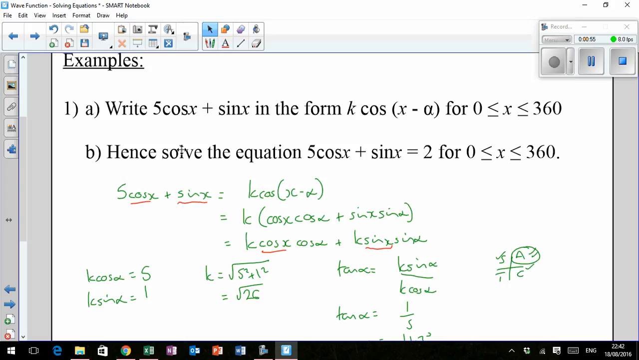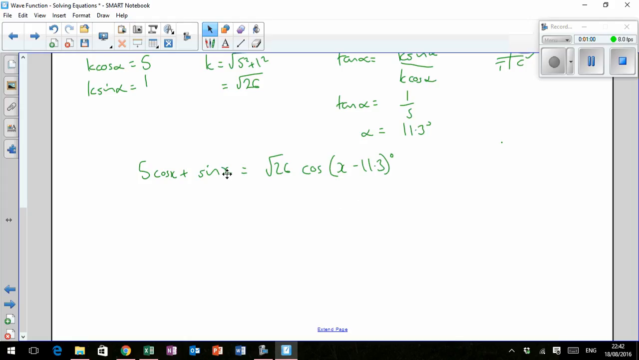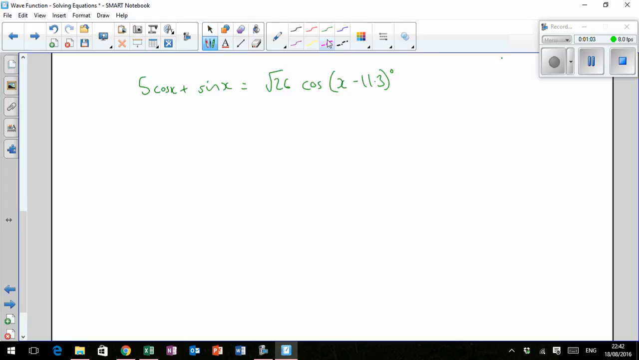Now in part B, hence solve the equation where that same wave function is equal to 2. So for part B, we're solving where 5 cos x plus sin x is equal to 2. Now, hence, just same as every question, just means use what you've just done. So what we've just done is we changed this into root 26 cos(x minus 11.3), and that's equal to 2. Now to solve this, just the same as we solved earlier, we only got one trig term, so we're just going to get everything to our side.